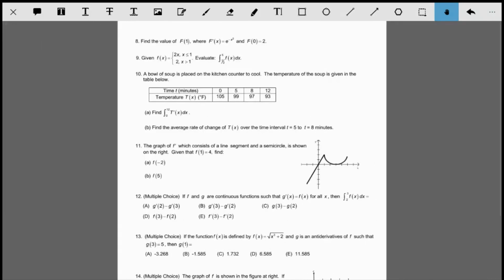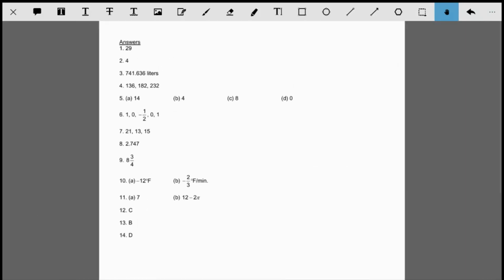So I do have all of the solutions for the worksheet here on the last page, so you can check your answers. But I anticipate there will be some questions on this worksheet, and we'll probably go through some of these next time in class.